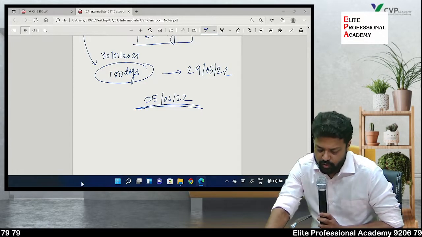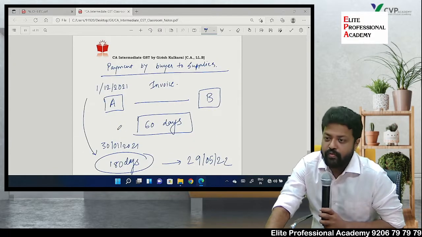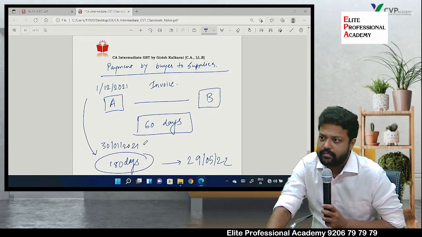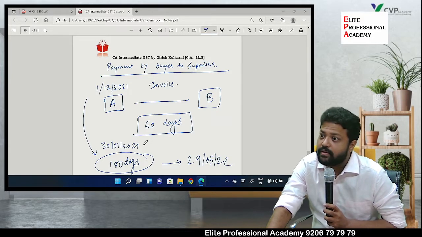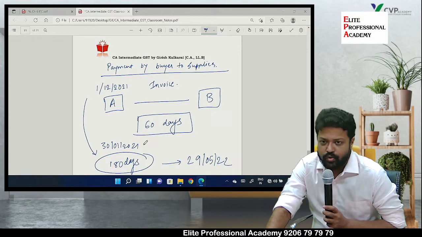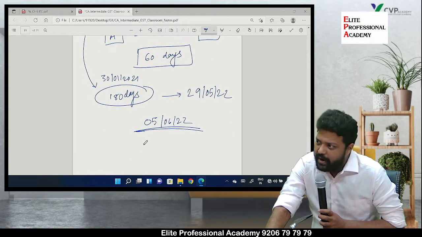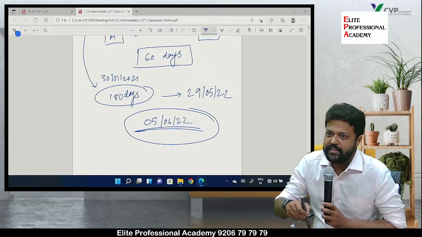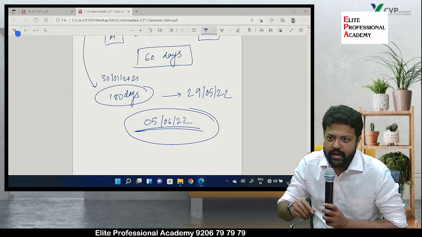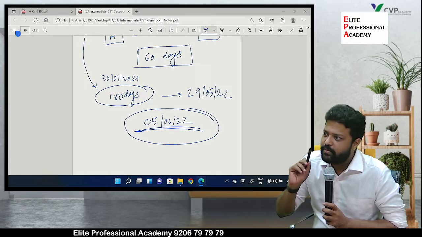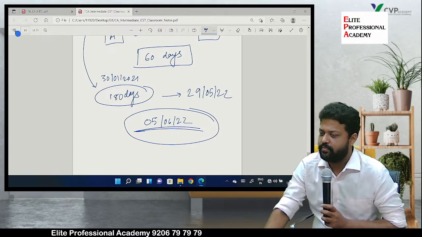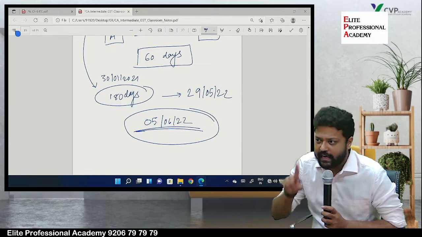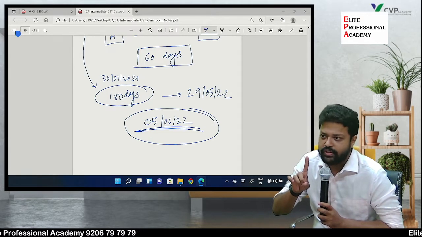Now, in my example, you have all dates in front of you. 1st December 2021 was the date of the invoice. So, credit pertains to which year? Financial year 21-22. Now, this payment, instead of 5th June, was made on 1st December 2022. On 1st December 2022, exactly after 1 year of the date of invoice.